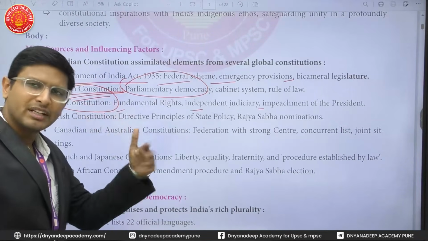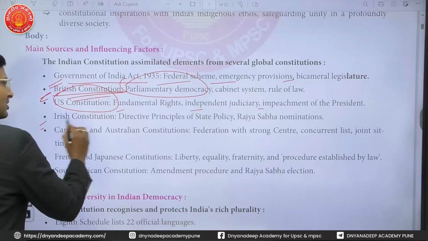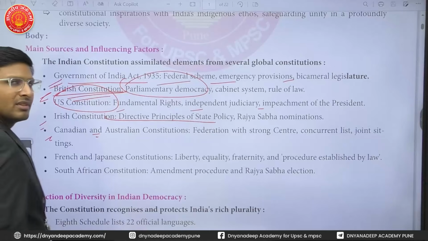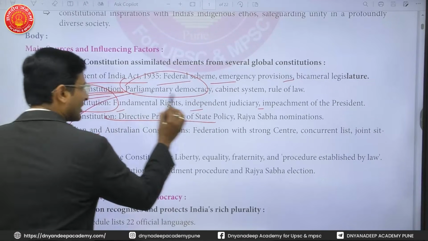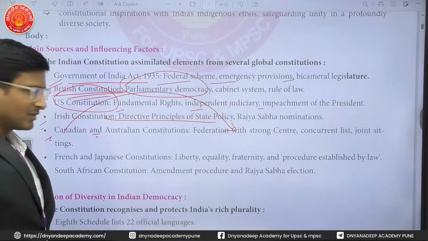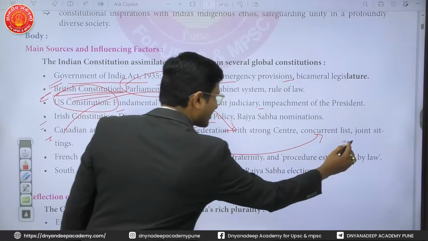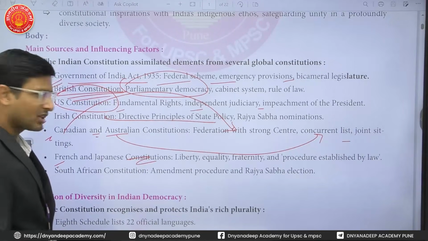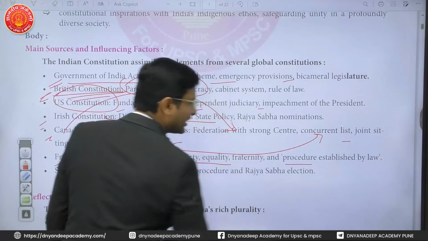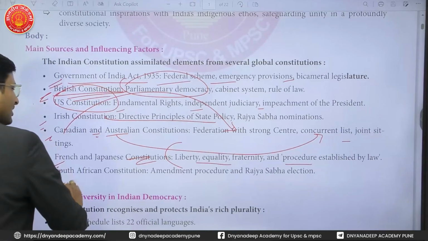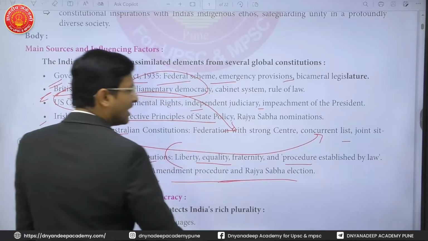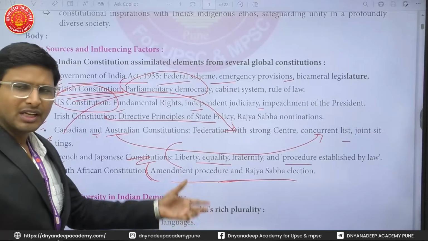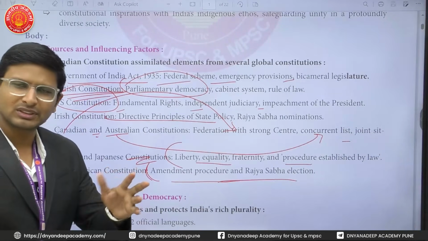There are so many different sources. Next, Irish Constitution: the directive principles of state policy we have taken from the Irish Constitution. Then Canadian and Australian Constitutions: from the Canadian Constitution we have taken the federation with a strong center. From the Australian Constitution we have taken the concurrent list and the joint sitting. French and Japanese Constitutions are also sources, from where we have taken liberty, equality, fraternity and procedure established by law. And from the South African Constitution we have taken the amendment procedure and Rajya Sabha election. Not just this, there are many other sources also, but in the exam you can just write 4 to 5 sources and that is enough.